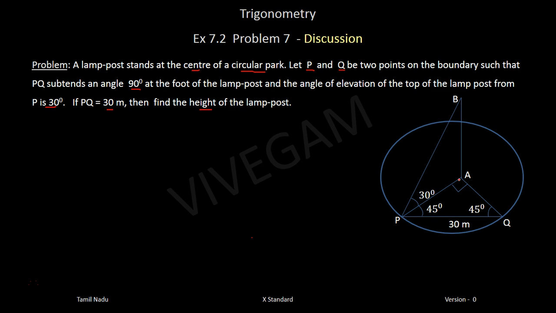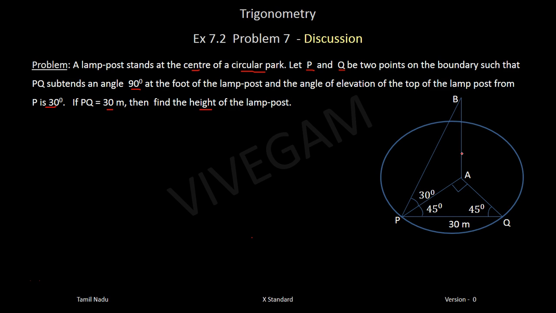But this is again a right triangle, PAQ. This is a right angle, and we know this is the hypotenuse. We need to find AP. So this is unknown, this is known, and this is a known angle. So what's the relationship between this angle, this unknown side, and the known side? Sine 45. Sine 45 is opposite by hypotenuse. So using sine 45, which is opposite AP by PQ, that is 30 meters, you will be able to calculate AP.